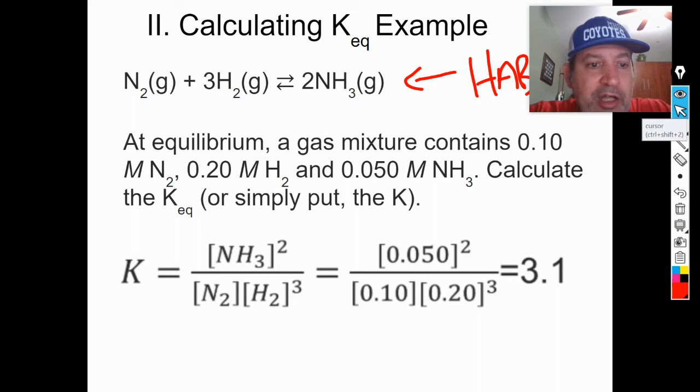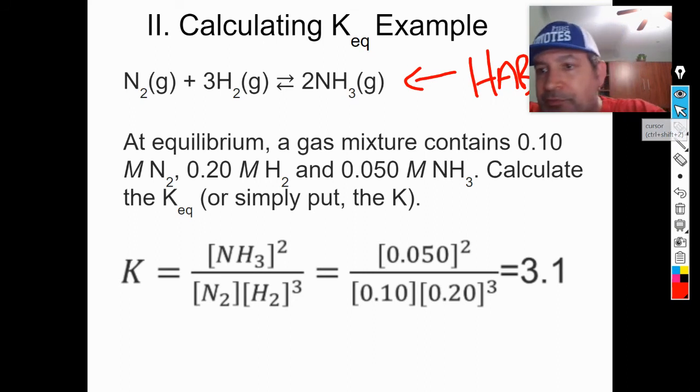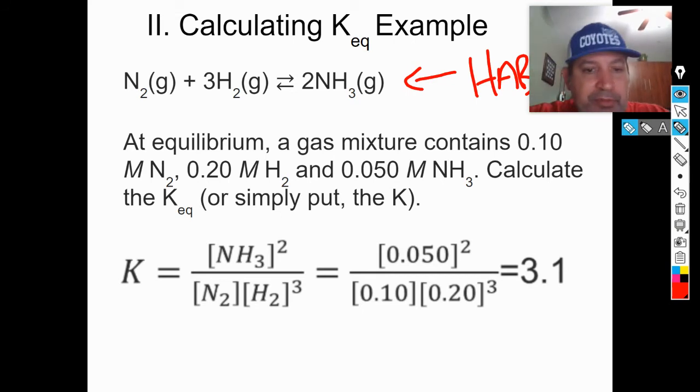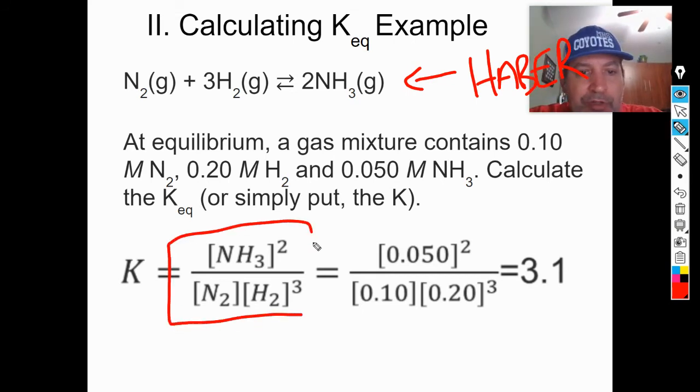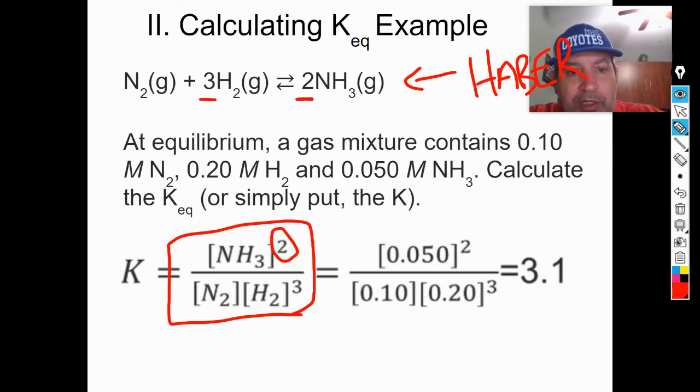Okay. So we've got K here. And so here's what I've done. I've set up the KEQ equation. Remember, the 2 shows up here for ammonia. The 3 shows up as an exponent for hydrogen. And there's a 1 there that nobody writes, except I just did it. And nobody wrote it there either, but it's there. Okay. So then I just plug in the numbers.